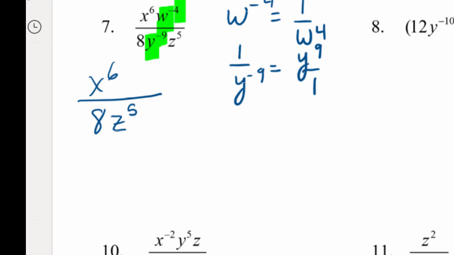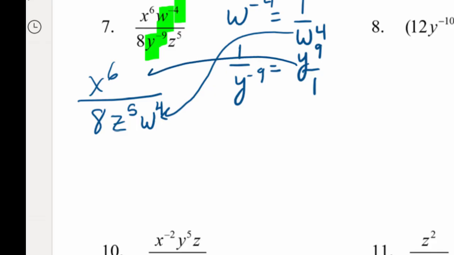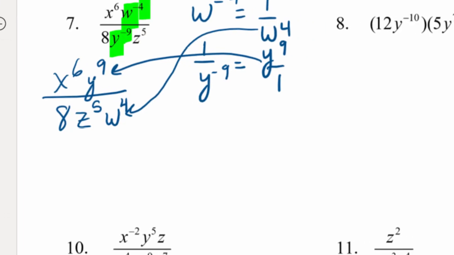So these are reciprocals, so we're going to put them in this guy. This w to the 4th is going to come down here, and then this y to the 9th is going to come up here, and it's going to join the x to the 6th. And we're done because we have no like bases, so we cannot use any more rules on these.